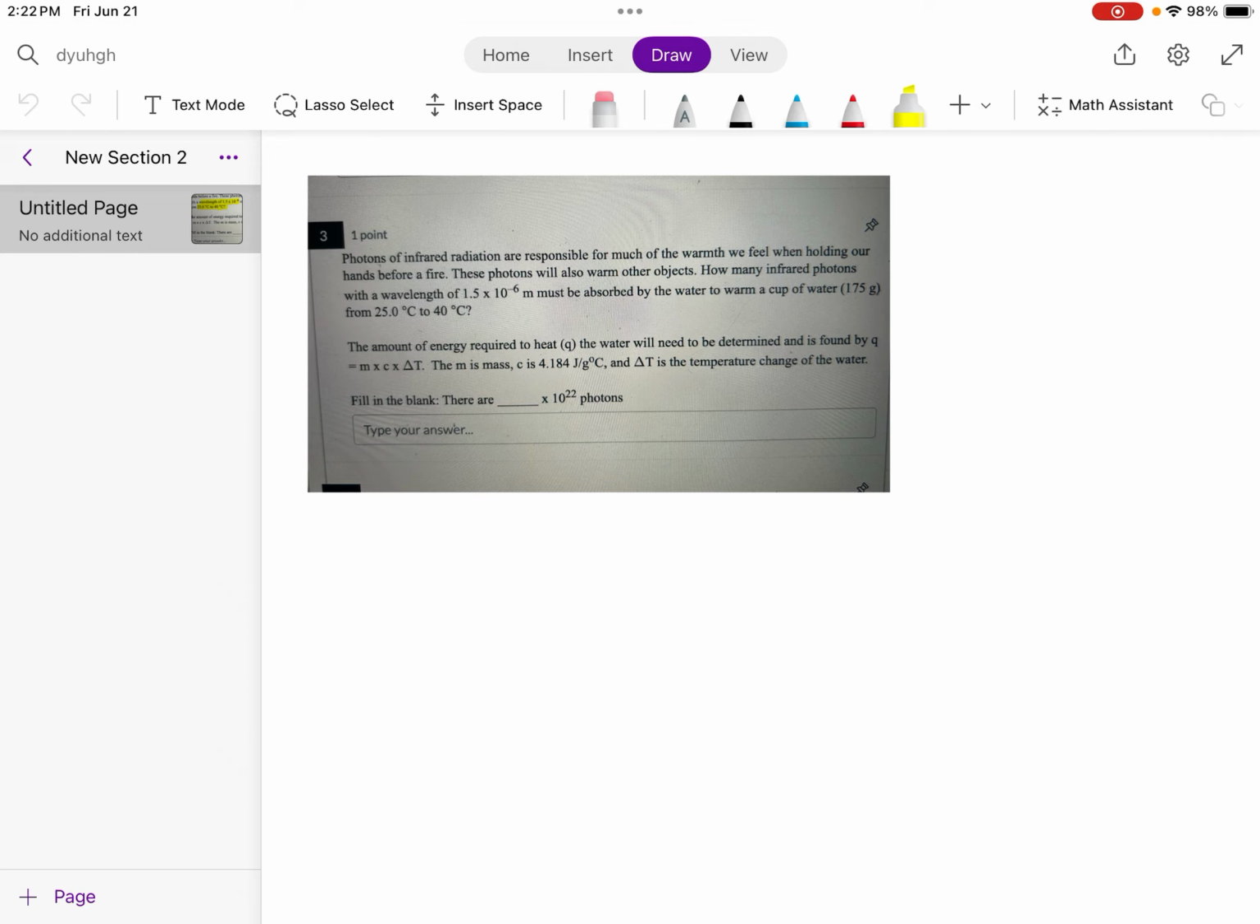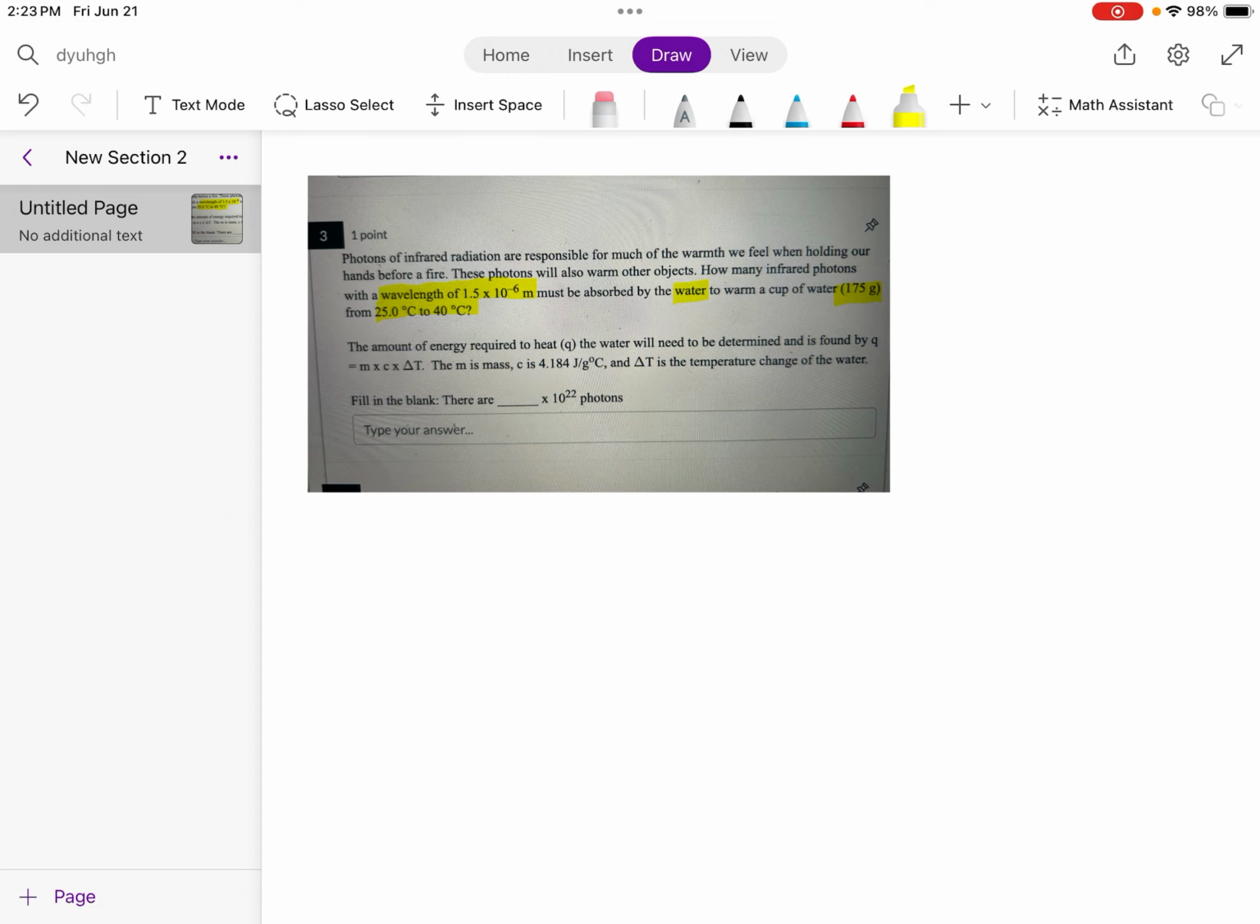So with any question, let's just highlight what they give us and see what we want to find. Okay. So photons are responsible for the warmth we feel. These photons warm other objects. So we have photons with this specific wavelength, and in order for the water to be warmed up, it has to absorb those wavelength of photons. So we're warming up water with that much mass from 25 to 40 degrees Celsius. So that's what they give us.